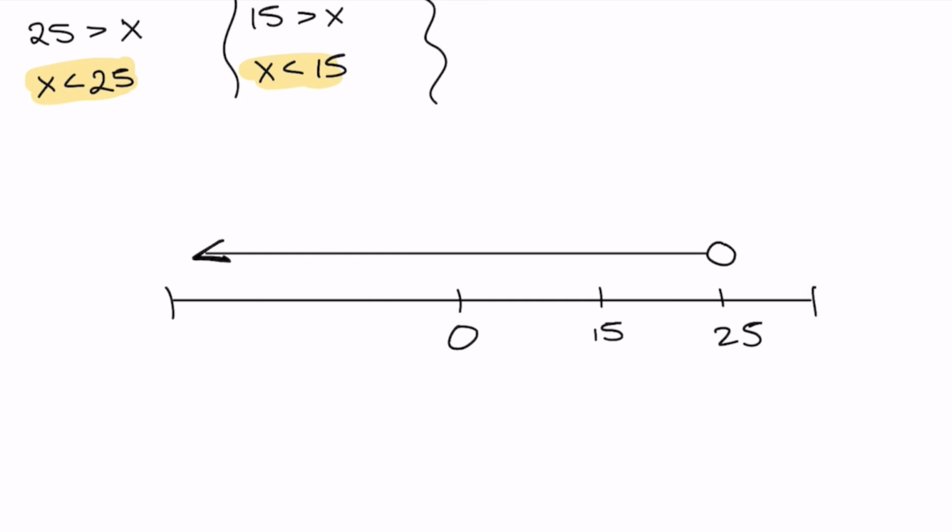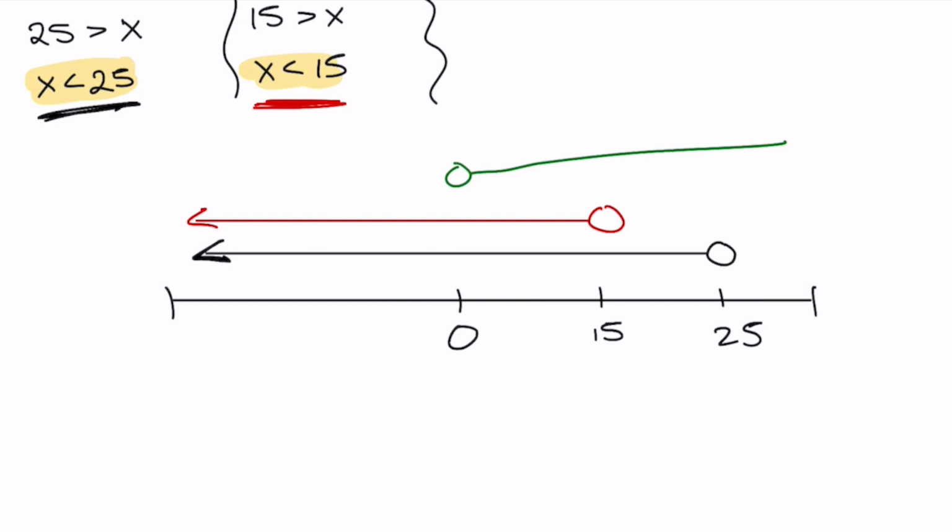So now for width, I'm going to use red. So red for width, black for length. So for width, x needs to be less than 15. So I'm going to put a hollow circle here, to show that's not including 15, and it goes on indefinitely in that direction. I'm going to use green for height, so x needs to be greater than 0. So I'm going to put a hollow circle there to show it's not including 0, and it goes on indefinitely in the positive direction. So we need to find where these lines intersect because we need them to all exist at the same time. So I'm going to use a highlighter now and highlight where they intersect.